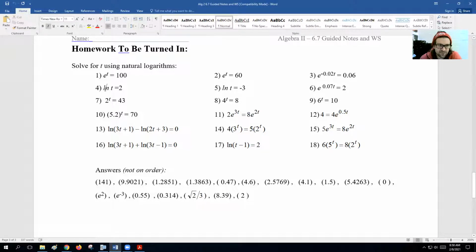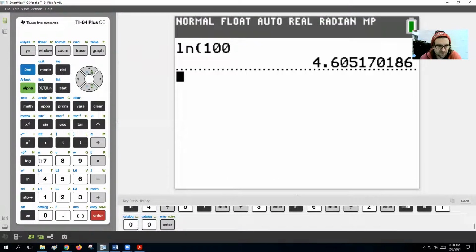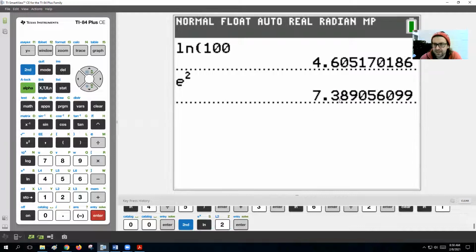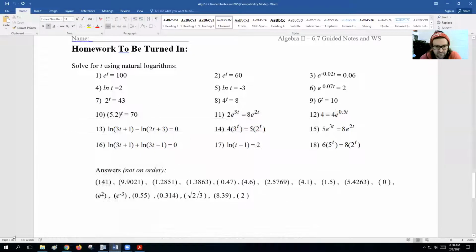All right, and then for number 4 here, if we have the ln of t, to get rid of the ln but keep the t, we e the other side. So we're going to take e to the 2nd power for number 4. e to the 2nd power is 7.3891, or basically 7.4. Actually, it's not even there. It's just right here as the answer, e squared. That would be the exact answer. So some of these aren't too bad.